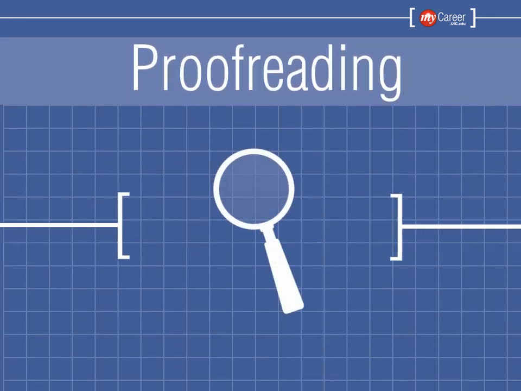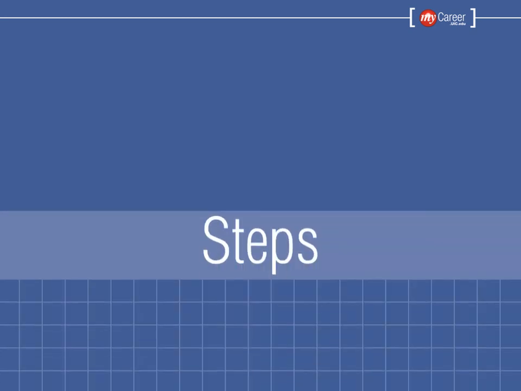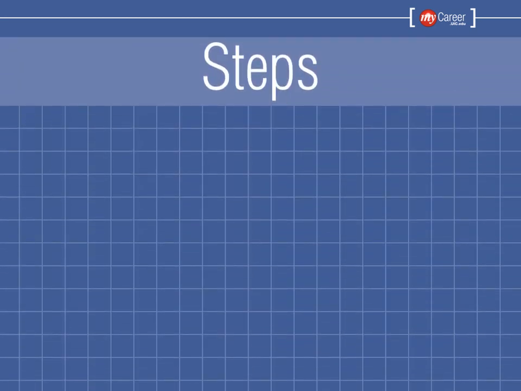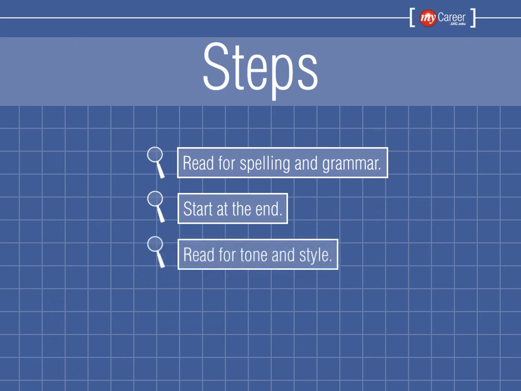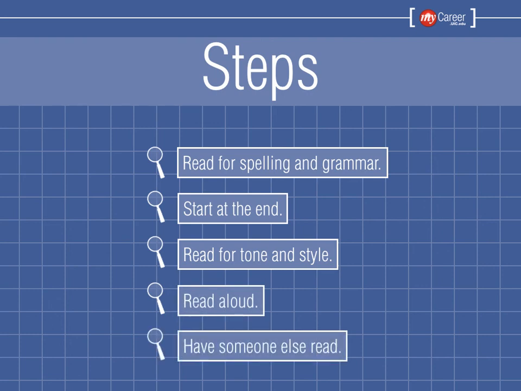Proofreading is an important final step in any writing process. The steps for proofreading are: read for spelling and grammar, start at the end and work your way back to the beginning, read for tone and style, read aloud, and have someone else read.